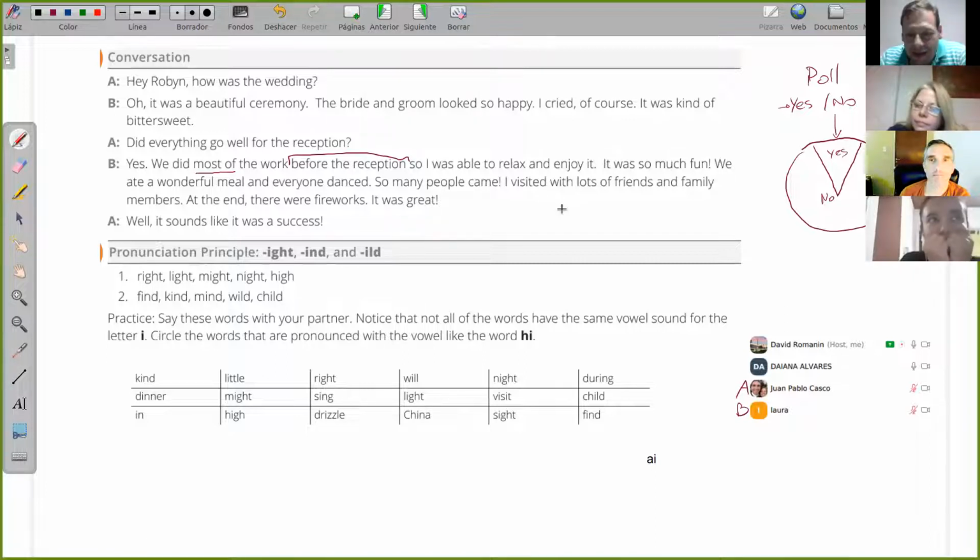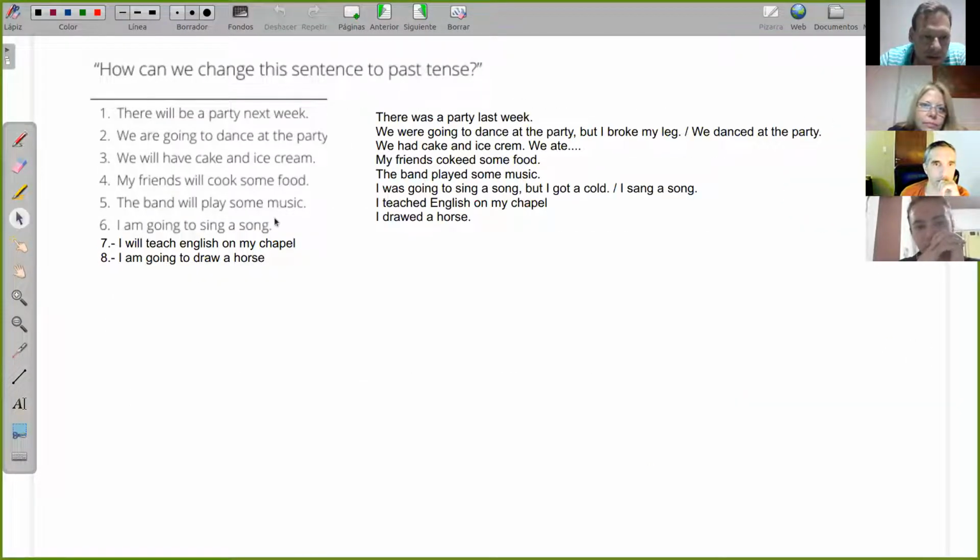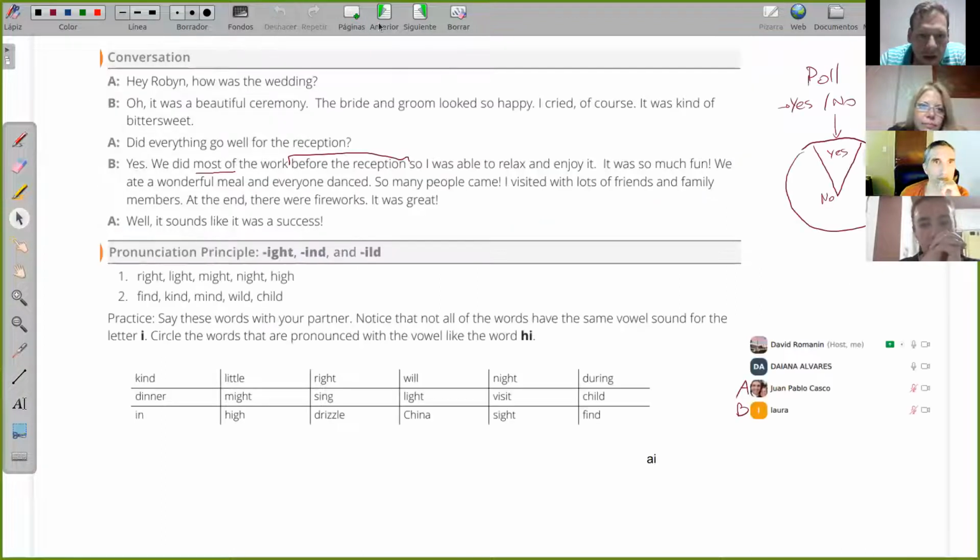Okay, let's move on. Let's see some pronunciation. So let me check. Oh, sorry. So I will take out. Yeah. So let's review some pronunciation here.